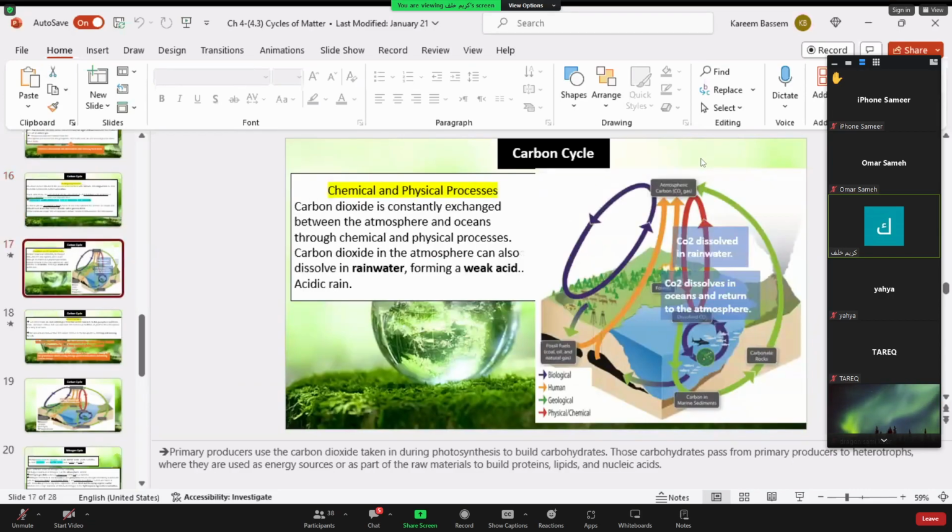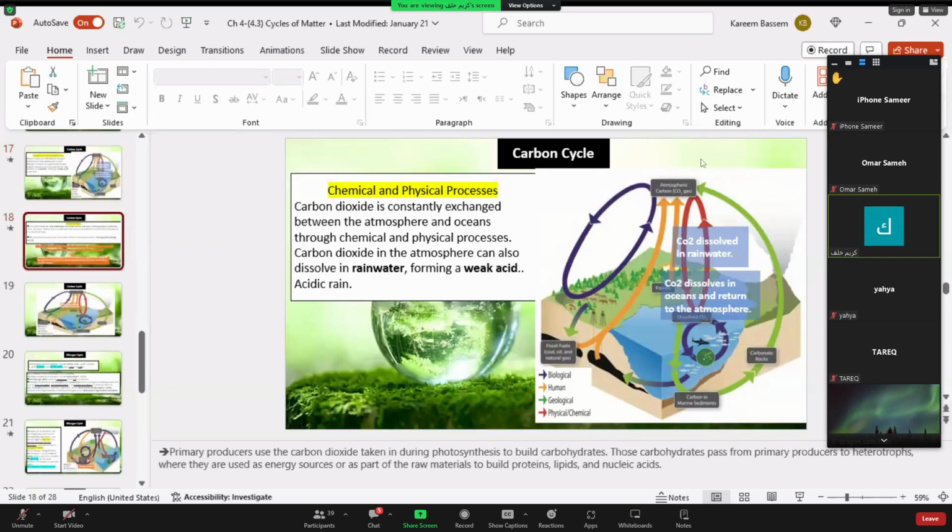Chemical and physical processes, as we said before, exchanging maybe through rain, but not the normal rain, the other one, which is acidic rain. When carbon dioxide mixes with the rainwater, it forms acidic rain. And then this acidic rain, after falling, could be evaporated, and the cycle keeps going. This is through chemical and physical processes.